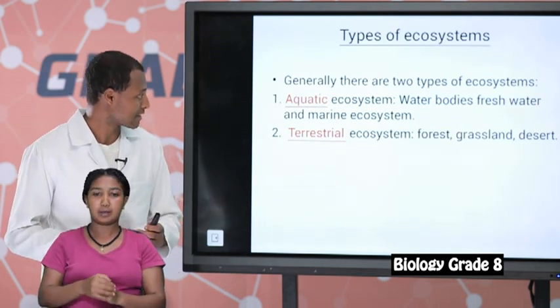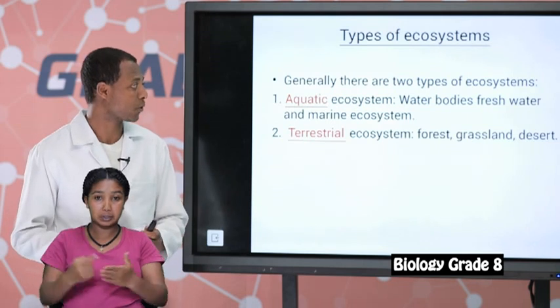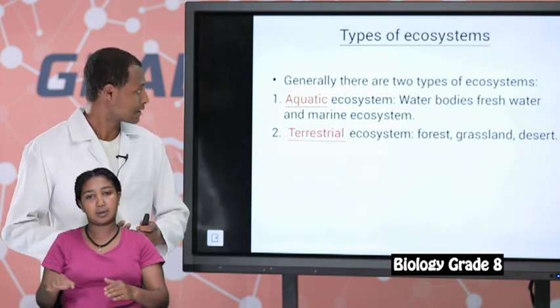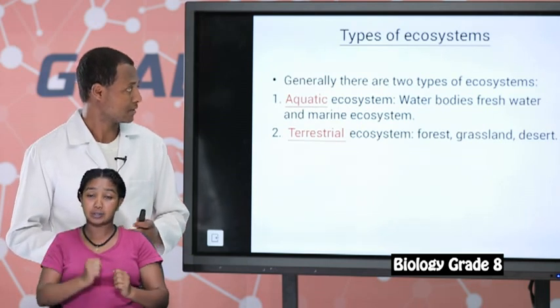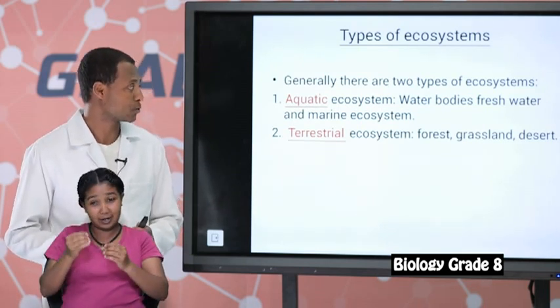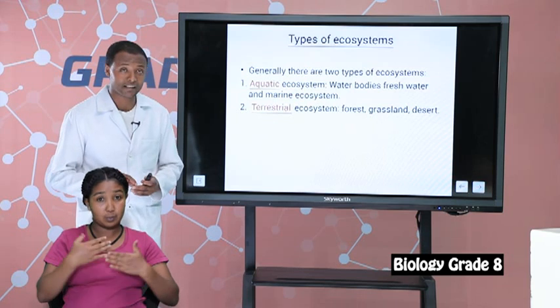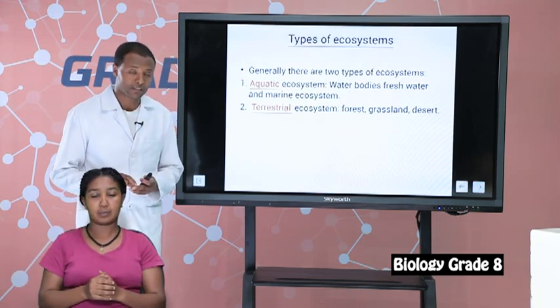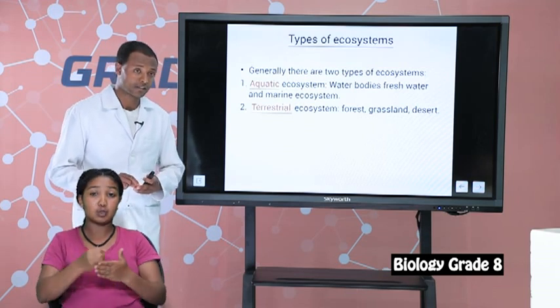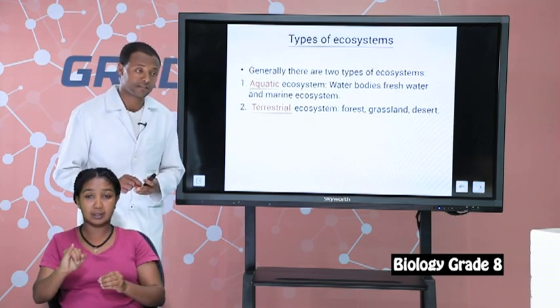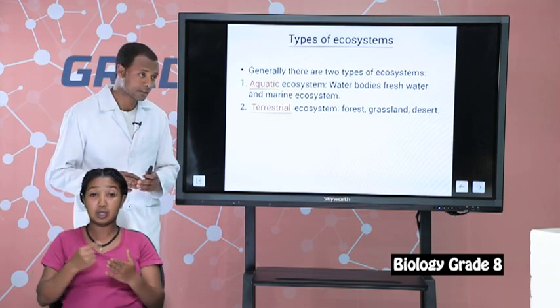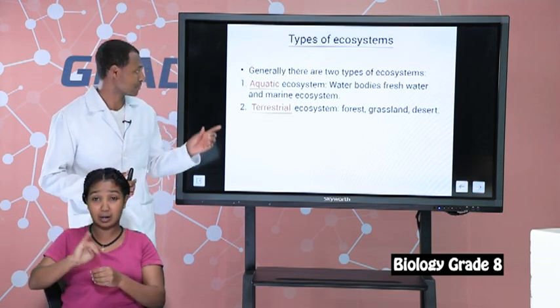The next is terrestrial ecosystem. It includes forest, grassland, and desert. Aquatic ecosystem, in turn, could be divided into two: freshwater bodies and marine ecosystems. Lakes, rivers, and ponds are freshwater, whereas the ocean is saline, that is, it contains a high concentration of salt. That's why it's a marine ecosystem.